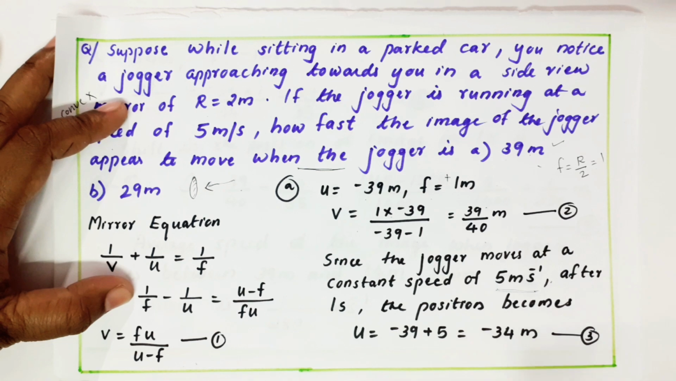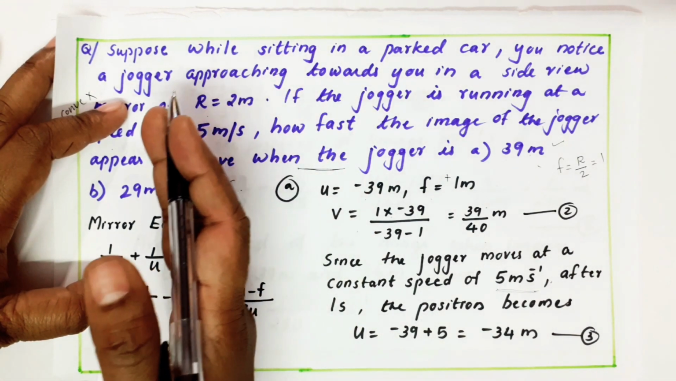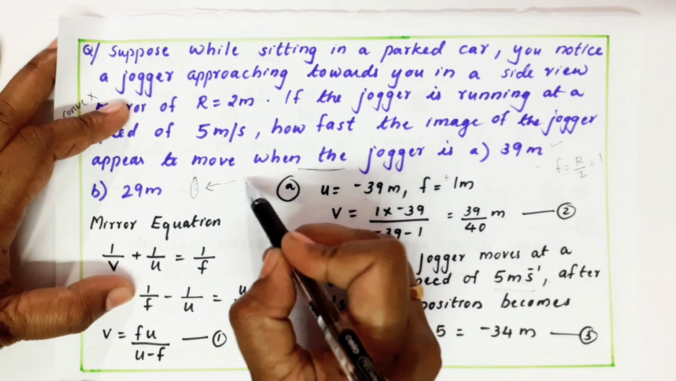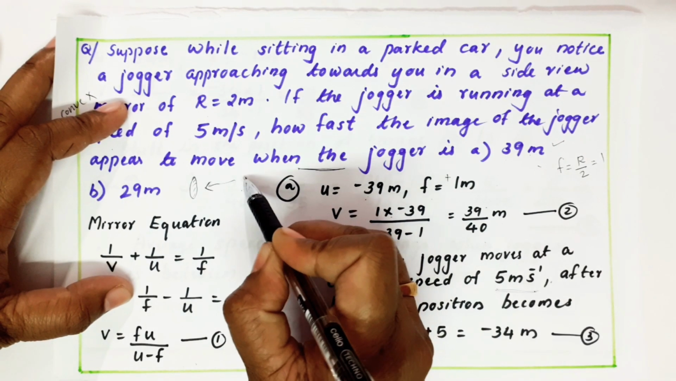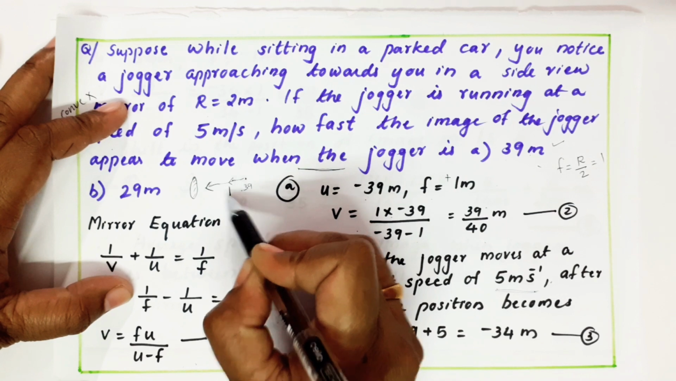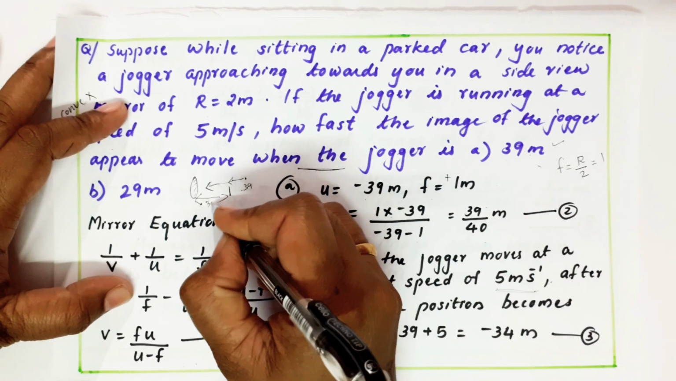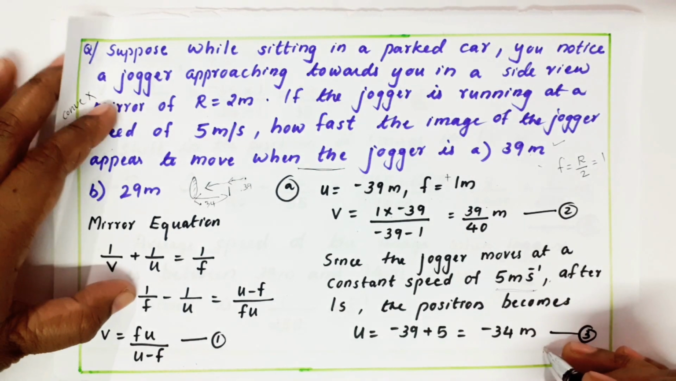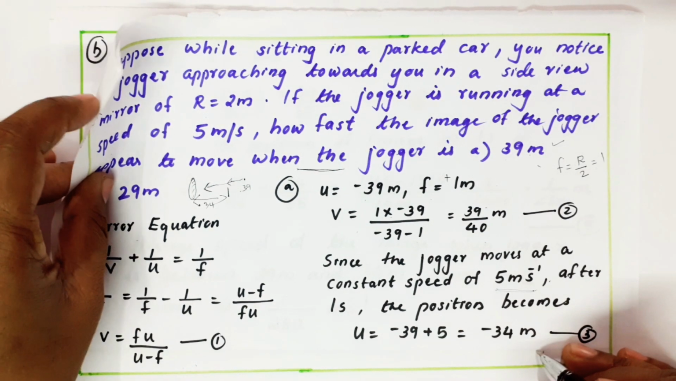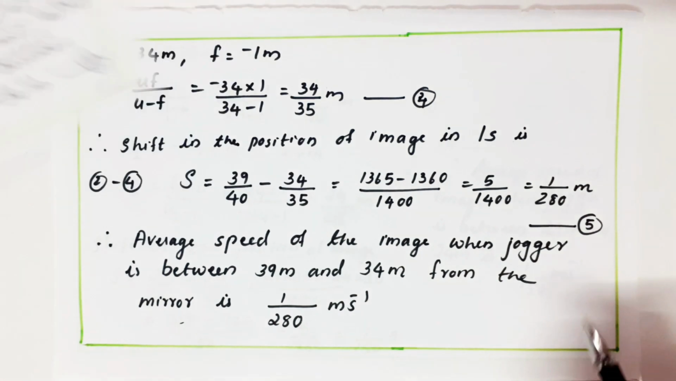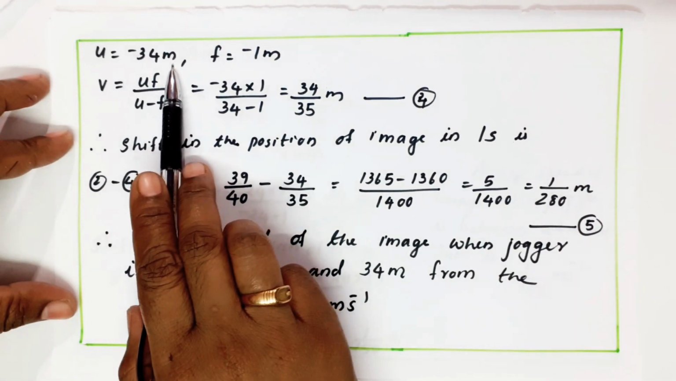In a time of 1 second, the jogger is traveling a distance of 5 meters and it is towards the mirror. So towards the mirror means initially I am here at 39. Now I am traveling 5 meters, so what is the distance from here to here? It is equal to 34, minus 34 meters. With minus 34, again you have to find V. So U equals minus 34.